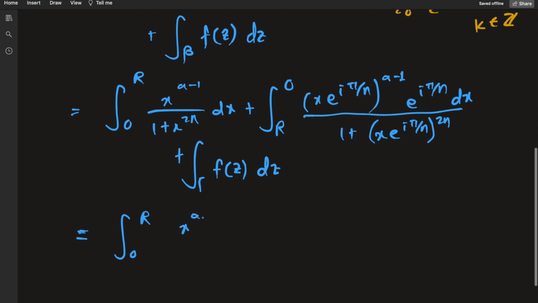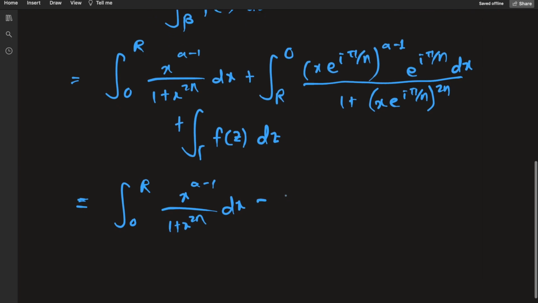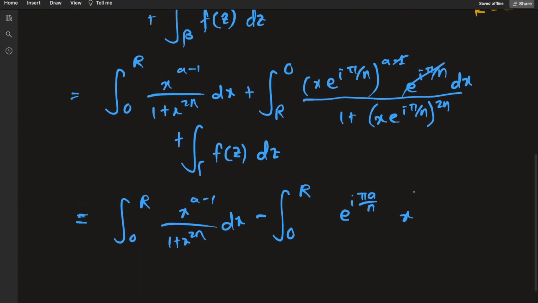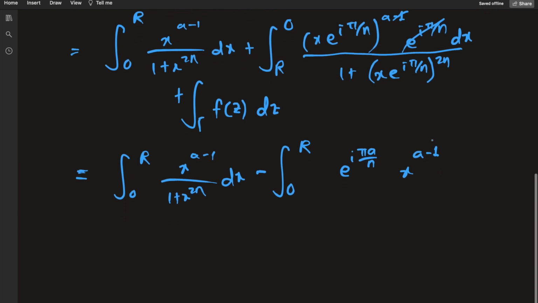Well, fine, just keep this as it is. Integral from 0 to r, x to the a minus 1 over 1 plus x to the 2n dx. We can have a negative and flip the upper and lower bounds. One of these cancels with one of these. We have e to the i pi a over n, and this x to the a minus 1, divided by 1 plus x to the 2n, and we have e to the i pi over n times 2n. So the n's cancel out. We have e to the i times 2 pi.